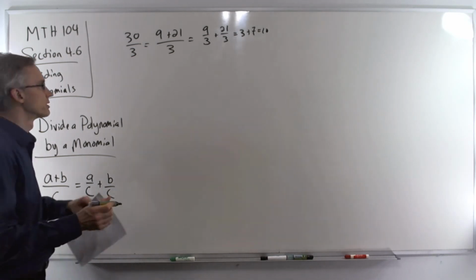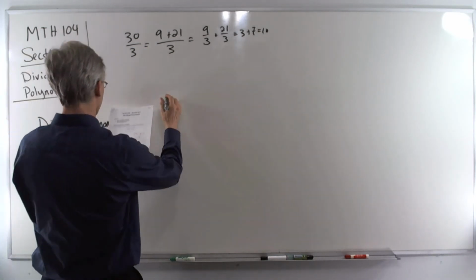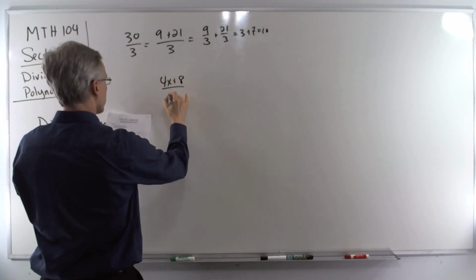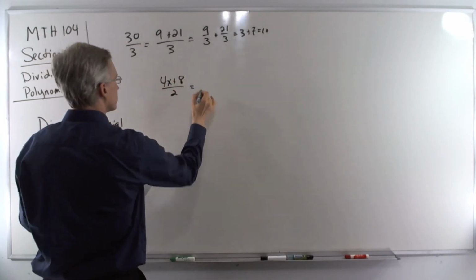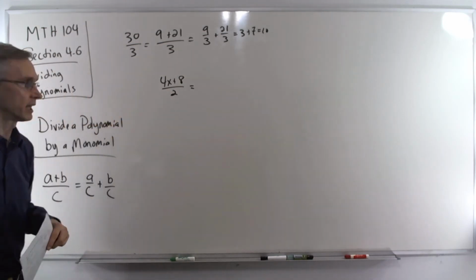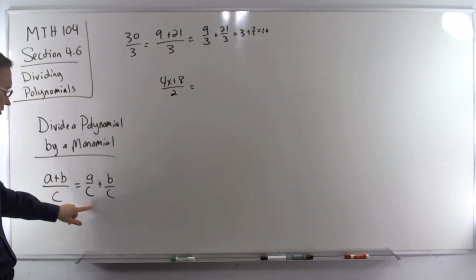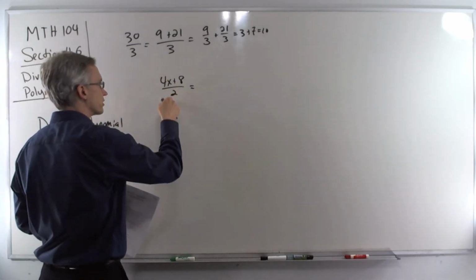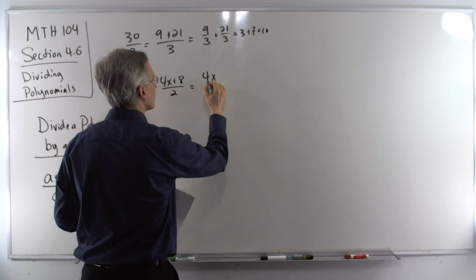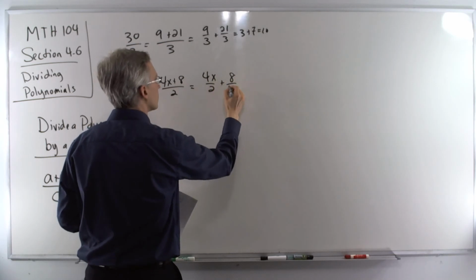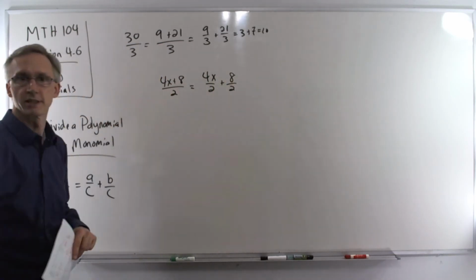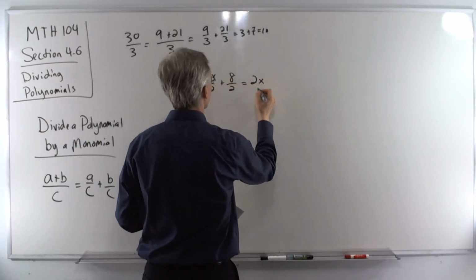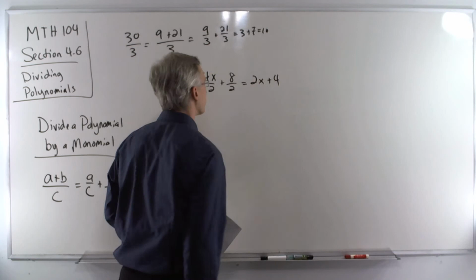Now let's see how it works when we start introducing some polynomials. We're going to divide 4x plus 8 over 2. All right, so we take this, and we're going to split it up into two individual fractions using this property. We'll have 4x over 2 and 8 over 2. Then we can simplify each one. 4 over 2 is 2, so that's 2x. 8 over 2 is 4. So we get 2x plus 4.